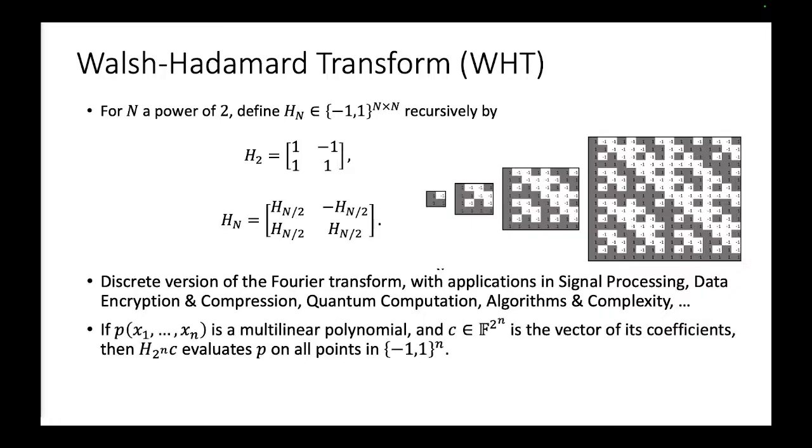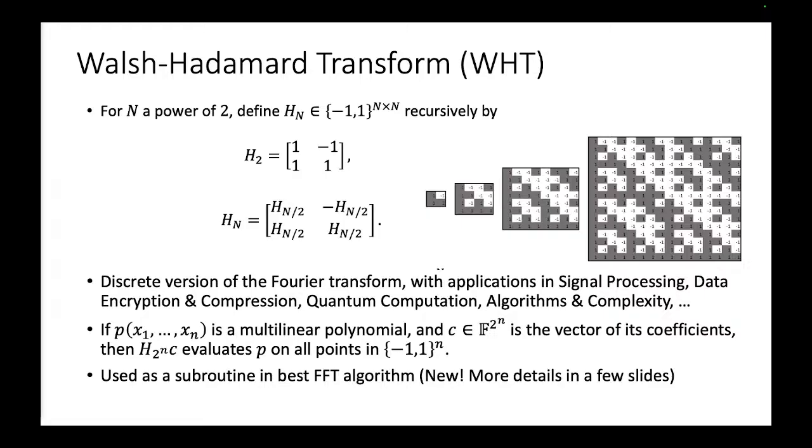Just to say a tiny bit of detail about one example. There's this problem of, given as input a multilinear polynomial, a polynomial p in n variables, it can be described by its vector of coefficients, which is a vector of length 2 to the n. Maybe you want to evaluate this polynomial on all -1, 1 points. The way to do this is exactly to multiply the Walsh-Hadamard transform times that vector. Many people in Boolean function analysis study the Fourier analysis of the Boolean hypercube. This is exactly the Fourier transform that they're studying there. And it's also used as a subroutine in the best FFT algorithm, which I'll tell you about in a couple of slides.